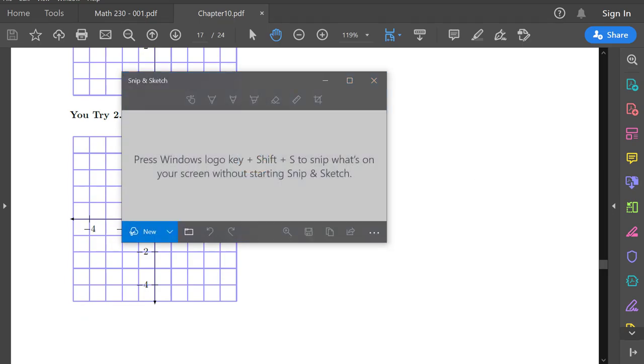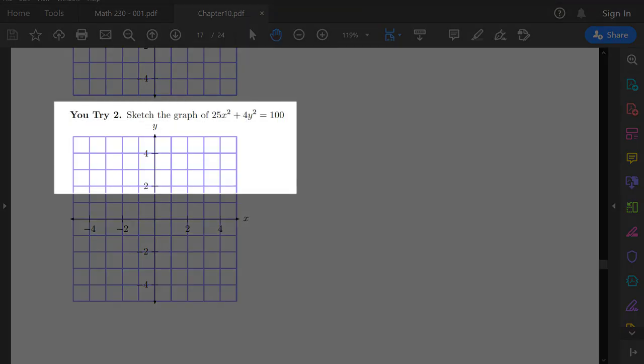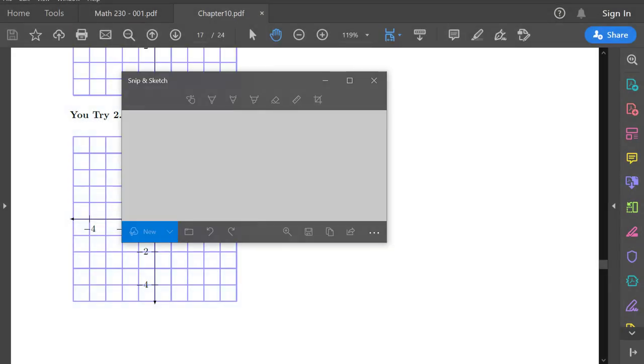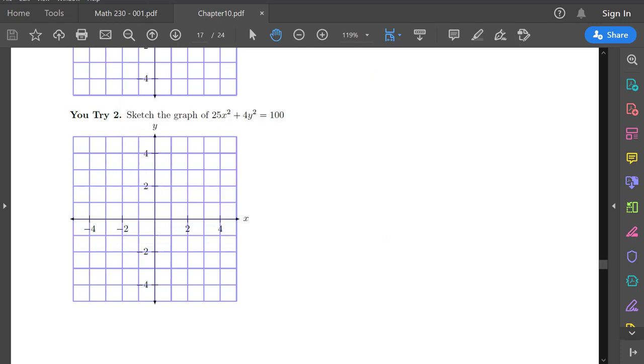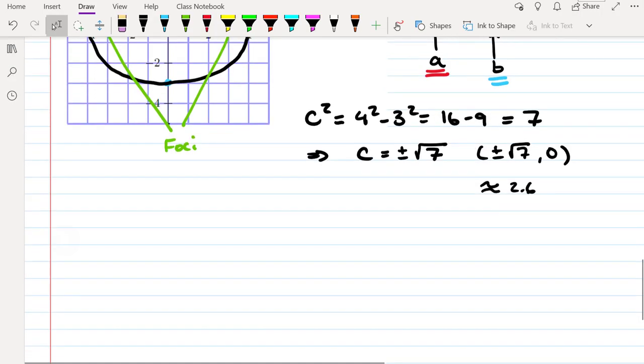All right, it's now your turn. So please go ahead and sketch a graph of the following ellipse.